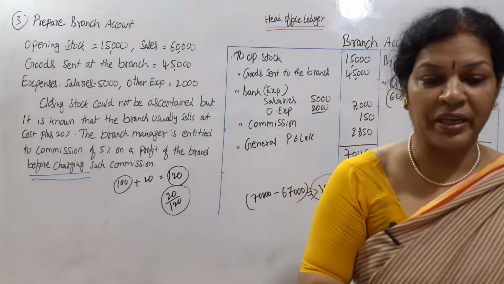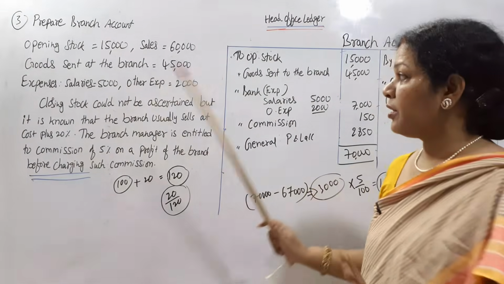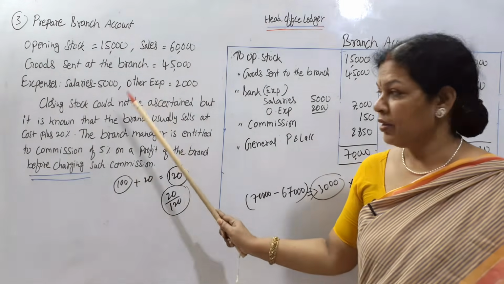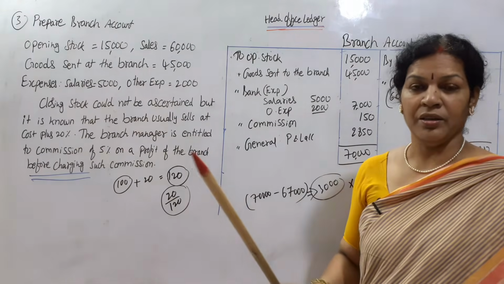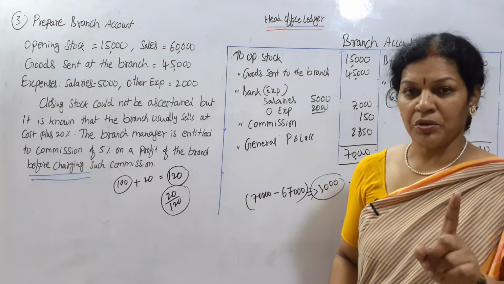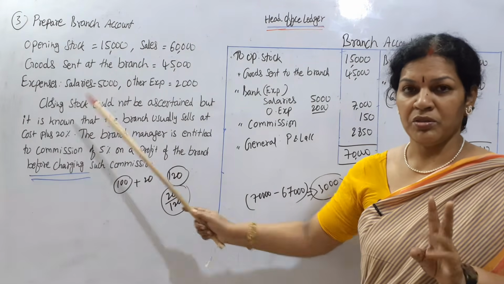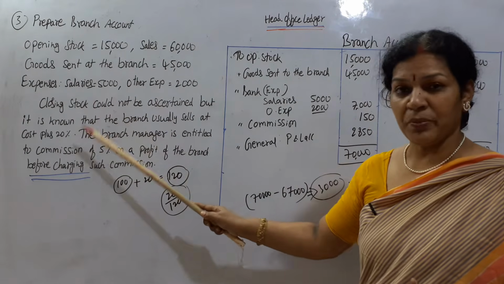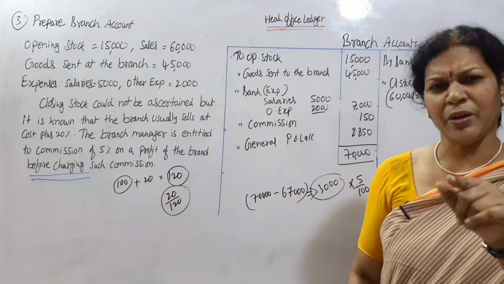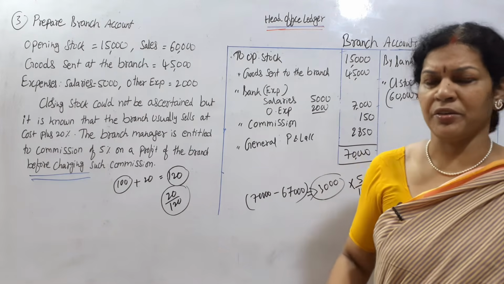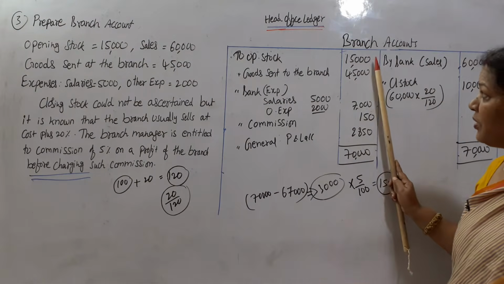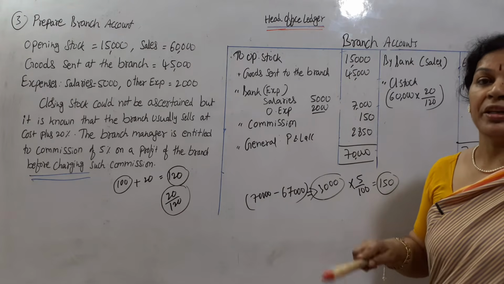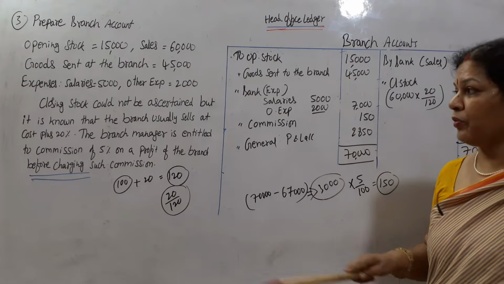Now let me give you a quick recap. The problem is simple. These transaction postings you know. Now you need to focus only on the calculation of closing stock and also commission. Closing stock calculation, they are saying cost plus 20%. Closing stock means on opening stock only we are going to calculate. Opening stock means 15 plus 45,000 together will be the total goods sent by the head office.